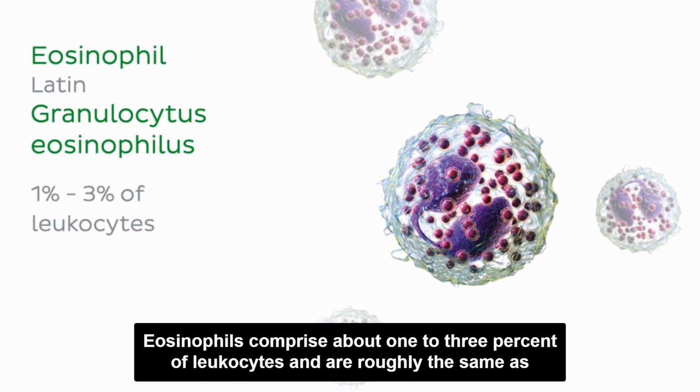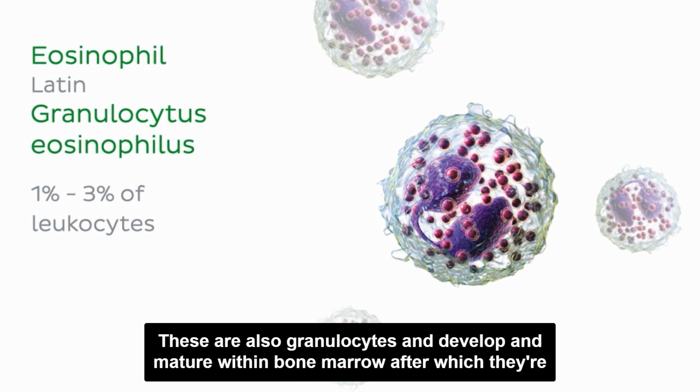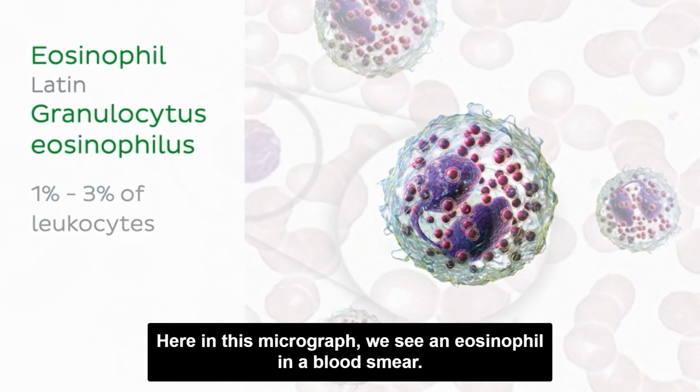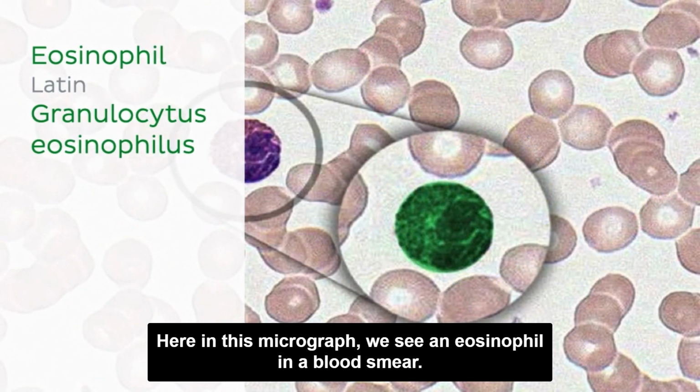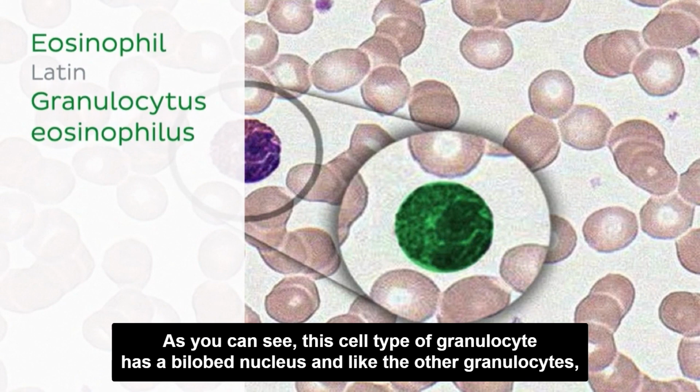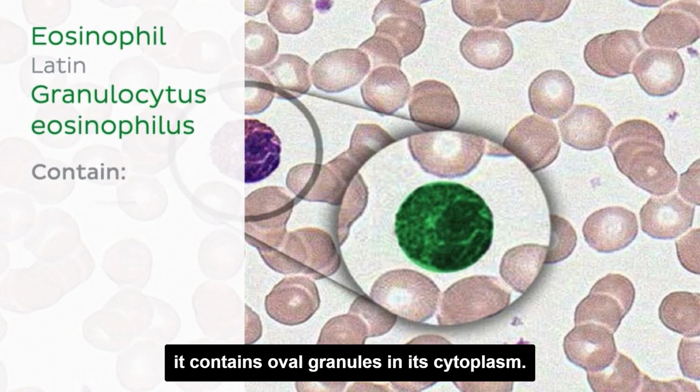Eosinophils comprise about 1 to 3% of leukocytes and are roughly the same size as neutrophils. These are also granulocytes and develop and mature within bone marrow, after which they're released into the peripheral bloodstream. Here in this micrograph, we see an eosinophil in a blood smear. As you can see, this type of granulocyte has a bilobed nucleus, and like the other granulocytes, it contains oval granules in its cytoplasm.